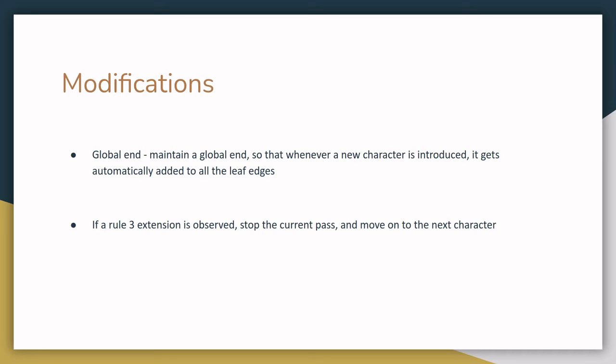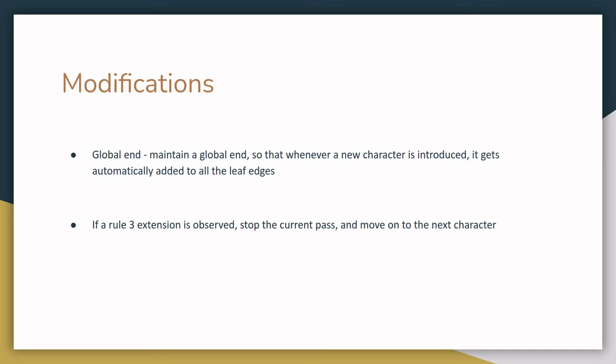So the first modification which we make is that we use a global end. We maintain a global end variable. So whenever a new character is introduced, it gets automatically added to all the leaf edges. So whenever there is a rule 1 extension, we won't need to do anything. It will just automatically get updated. So whenever a rule 1 extension is applied, it can be done in constant time. So that saves us a lot of time.